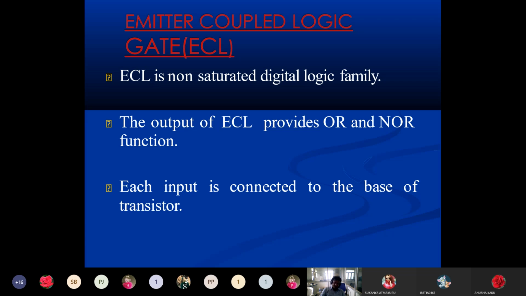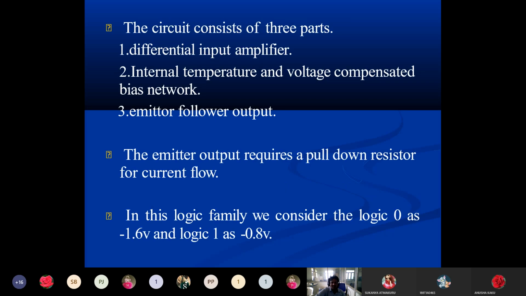The reason we use emitter coupled logic is that by preventing the gate transistors in the bipolar logic family from saturating, we can reduce the propagation delay. Schottky diodes prevent saturation in TTL circuits. Mainly the circuit consists of three parts: the differential input amplifier, the internal temperature and voltage compensated bias network, and the emitter follower output. The emitter output requires a pull down resistor for current flow.